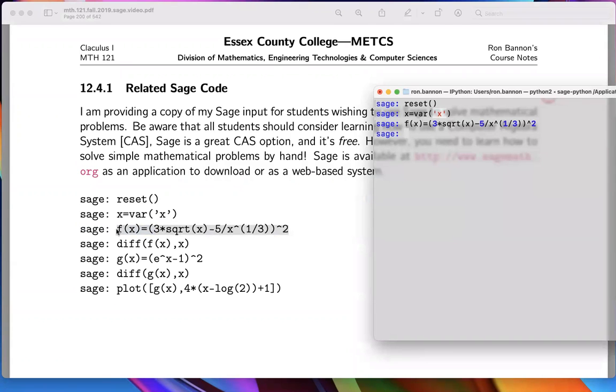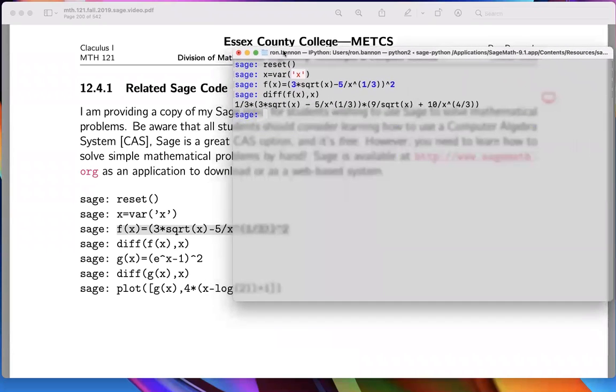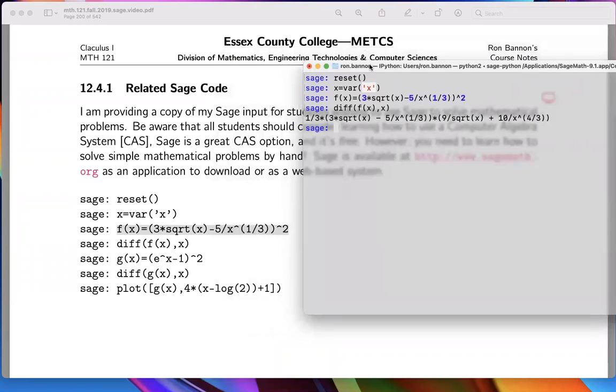Now let's talk about this command over here. It's the first time we're seeing it, diff. What does that mean? Differentiate the function f of x, comma, with respect to x. So we're doing df dx. Wow, I've got to be honest with you, that looks crazy difficult. Have we done this one? Of course we have. It's not bad. All right, let's keep going.